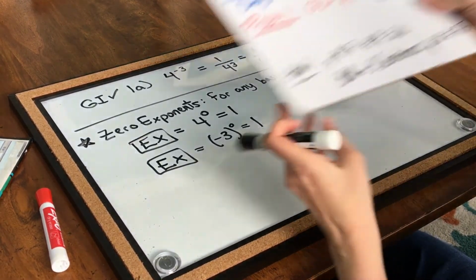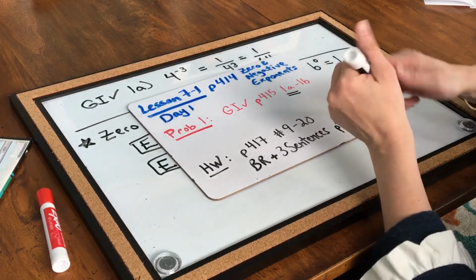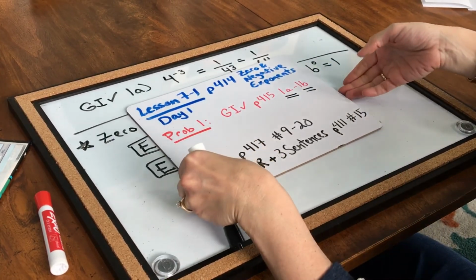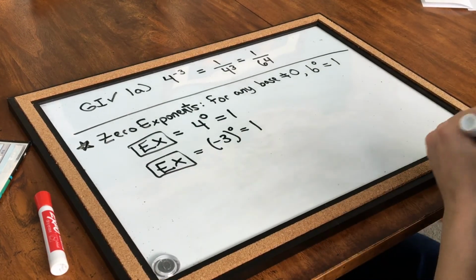Let's try our second got it check. So you're going to be trying the second got it check. So that's 1B on page 415. Pause the video if you need to, and then we'll try the example.